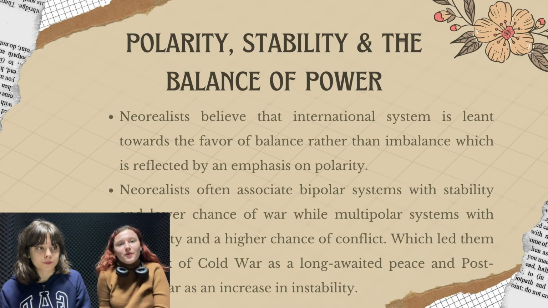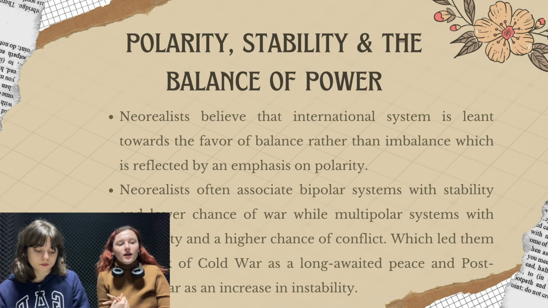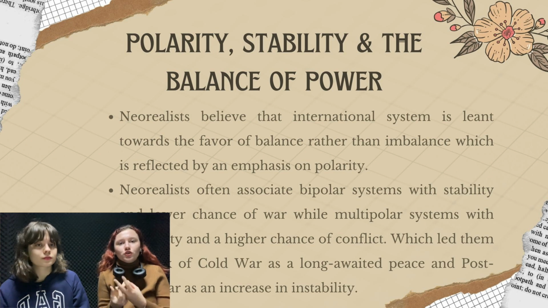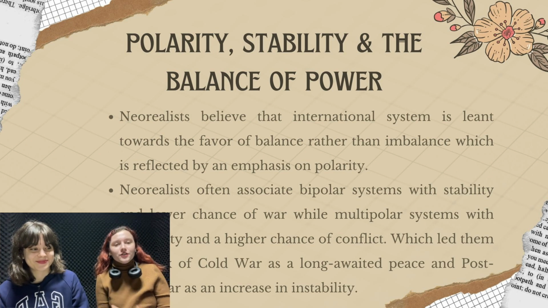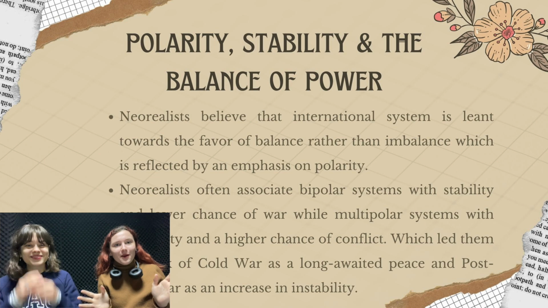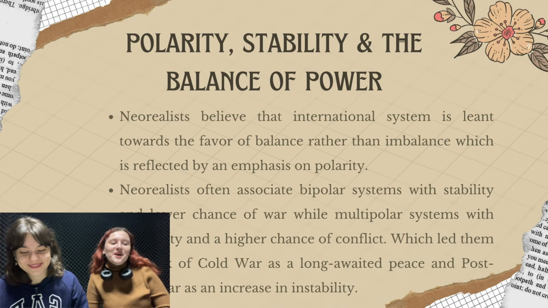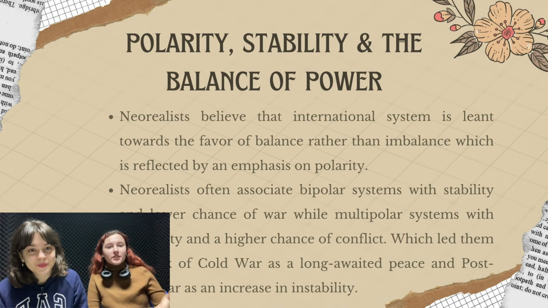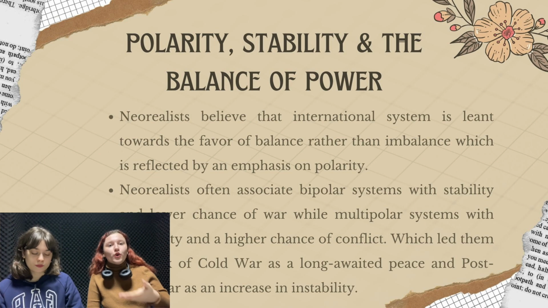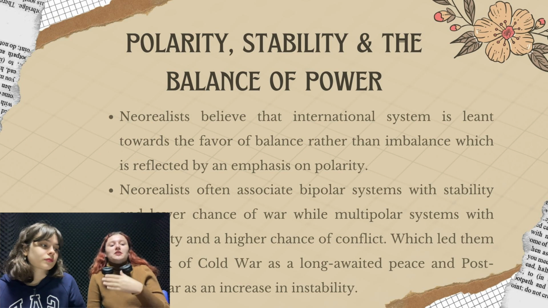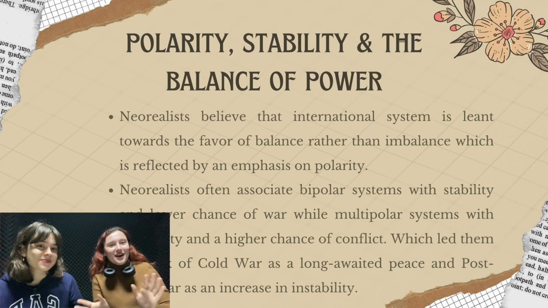And how is this balance of power going to work? Basically, they linked them with bipolar systems, which means that there are 2 powerful states in the international area, which is actually linked with Cold War. We're not going to be talking about that in depth. Yes. That's a long topic. Maybe another video. Yeah, but they linked with bipolar systems. Therefore they linked Cold War with peace and a long-awaited peace actually. And post-Cold War is as an increase in instability. So they don't like that Cold War ended.